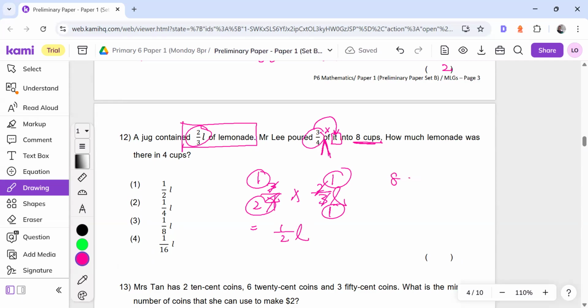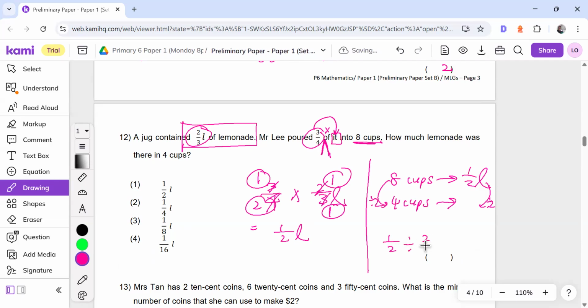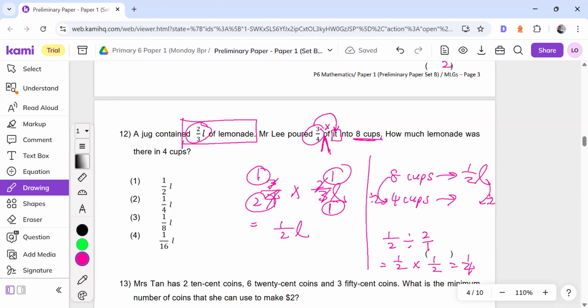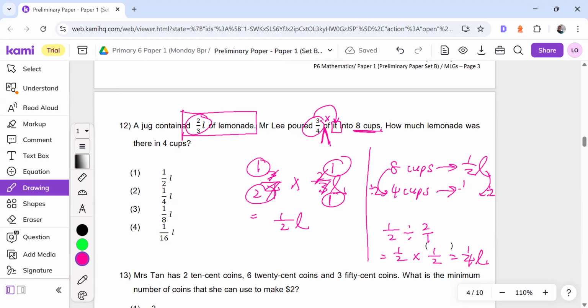And if 8 cups, there is half liter, then 4 cups will be what? Then you just jump, divide by 2. So half divided by 2. So you have to know how to divide fractions. So change the whole number into a fraction, then keep, change, flip, and you will get 1/4 liter. So 4 cups will be 1/4 liters. So your answer is number 2.